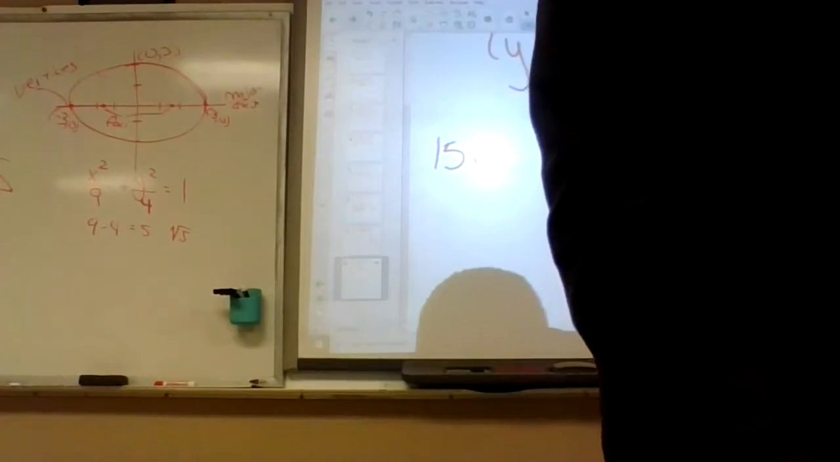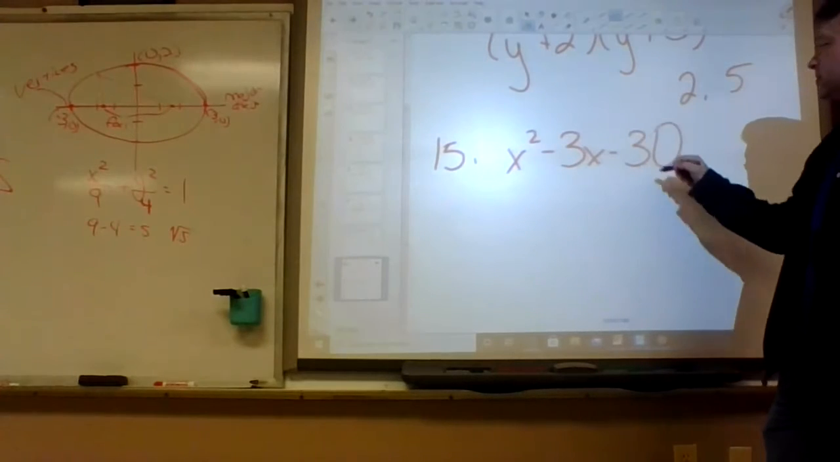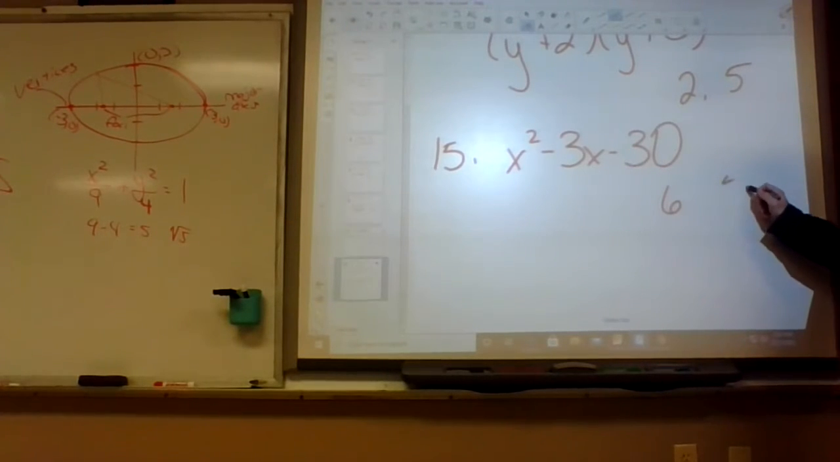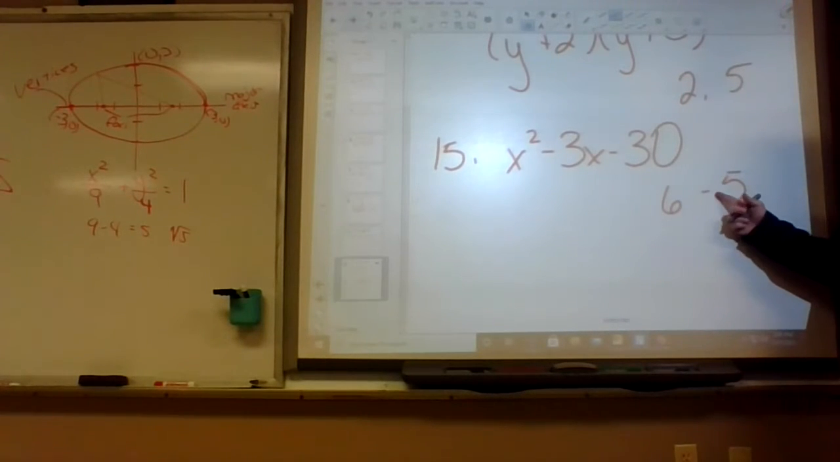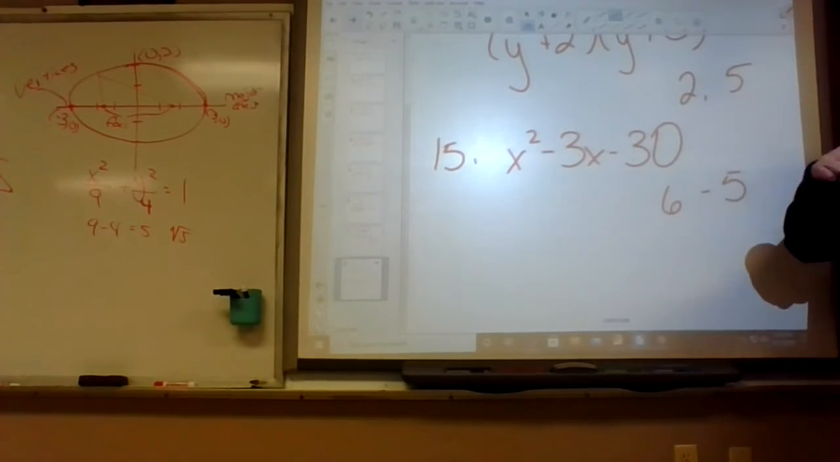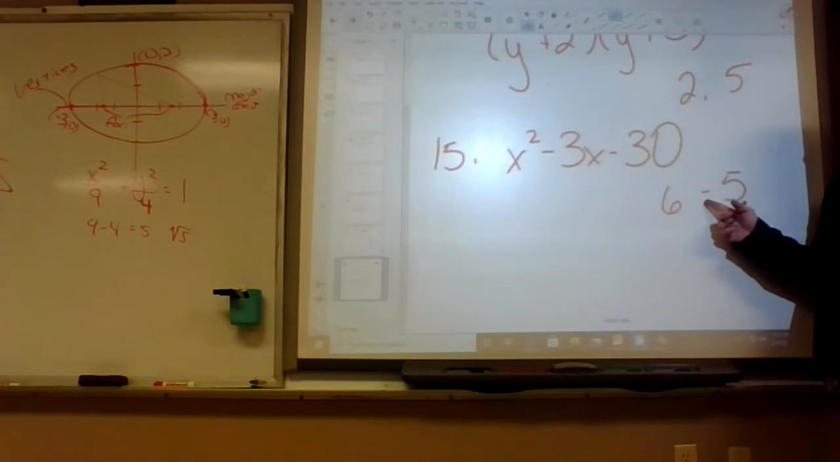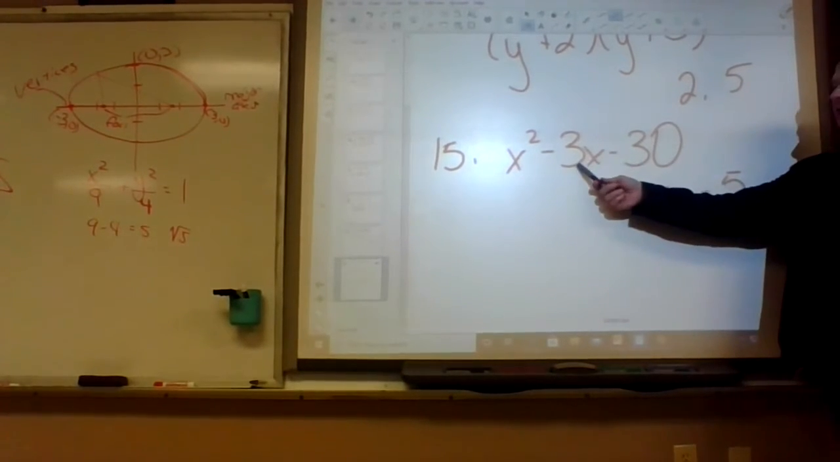15. X squared minus 3x minus 30. This one's kind of tricky. Mary Ann, what goes into negative 30? 6 times negative 5. One of them has to be negative. If it gave you the right number but the opposite sign, you just need to switch your negative. Like 6 minus 5 is 1, so if this was a negative 1, we would just put the negative on this one. Anyway, does 6 minus 5 add up to negative 3?